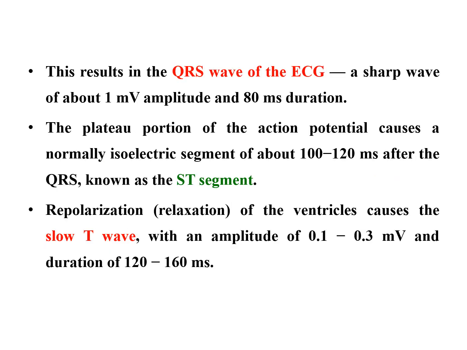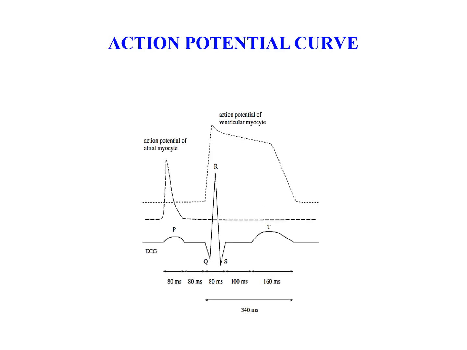Next is the QRS of the ECG wave. This segment is called the ST segment. The maximum amplitude range is 0.1 to 0.3 millivolt, and the time duration is 120 to 160 milliseconds. This is the waveform of the action potential curve.